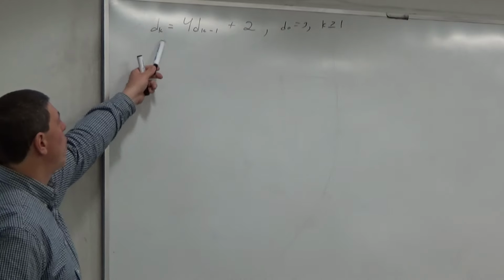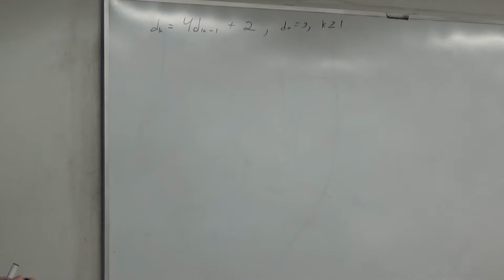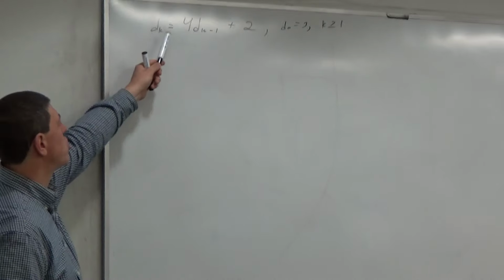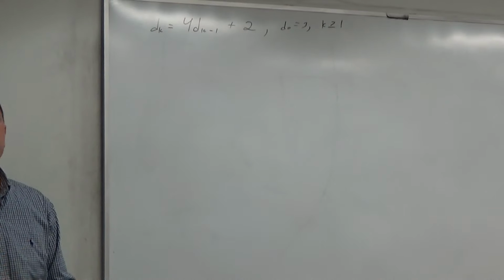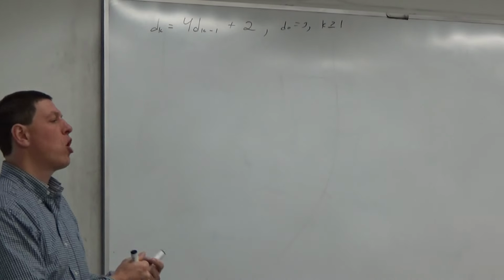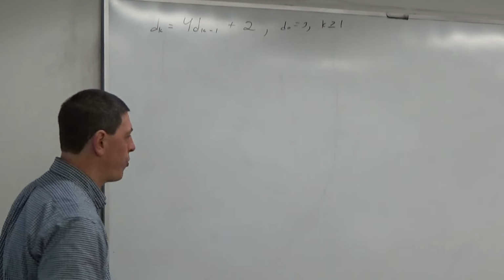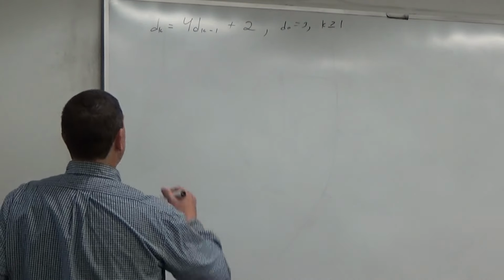I want you guys to take a look at this recurrence relation that we have up here. We have d sub k equals 4d sub k minus 1 plus 2. The initial value is 3, and k always has to be bigger than or equal to 1. You may or may not remember, but the way that we tried to write something like this into a non-recursive form was the method of iteration. So we started by writing the first, the second, the third instance, and hopefully we saw a pattern. Let's go ahead and do that.